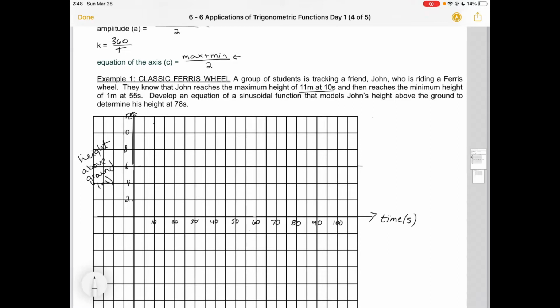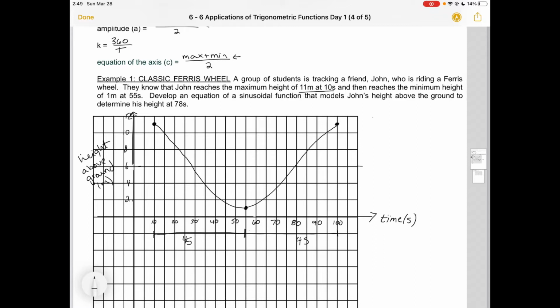We know John reaches a maximum height of 11 meters at 10 seconds, so right here. And then he reaches a minimum height of 1 meter at 55 seconds, so right here. Now, if it takes him 45 seconds to get down to that minimum, it must take him another 45 seconds to get back up to the maximum. So we can have him here also at 100. So now I'm just going to sketch my graph here.